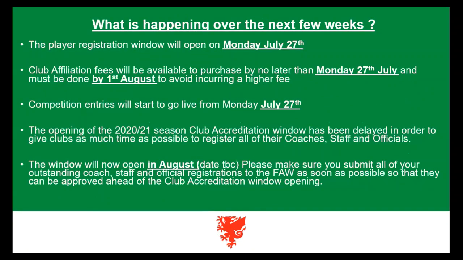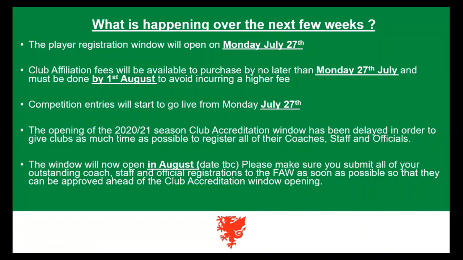So what's going to be happening over the next few weeks on COMET? As you've already received communications on, the player registrations window will be opening on Monday, July 27th. As well as the player registration window opening, club affiliation fees will also be available to purchase from Monday, and must be done by the 1st of August to avoid incurring a higher fee. Competition entries will also start to go live from Monday, July 27th. As you can see with all these deadlines, it's a busy time at the minute, but we're looking forward to getting everything up and running for you so you can start doing these things.